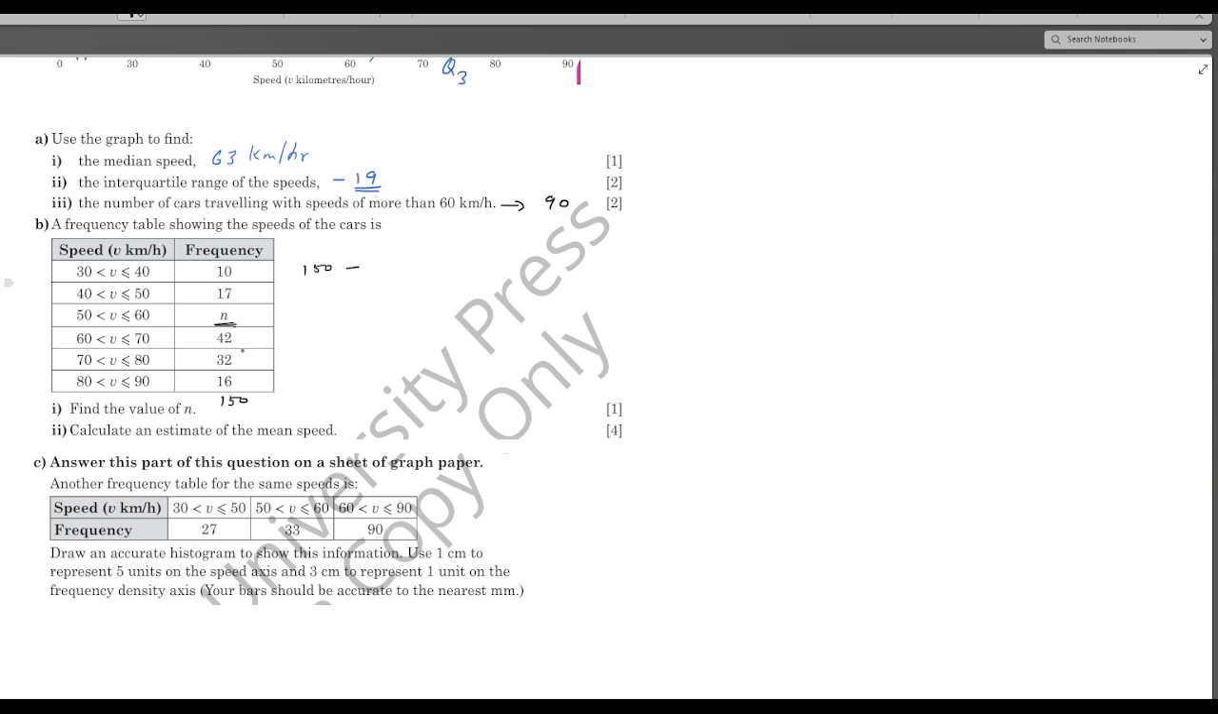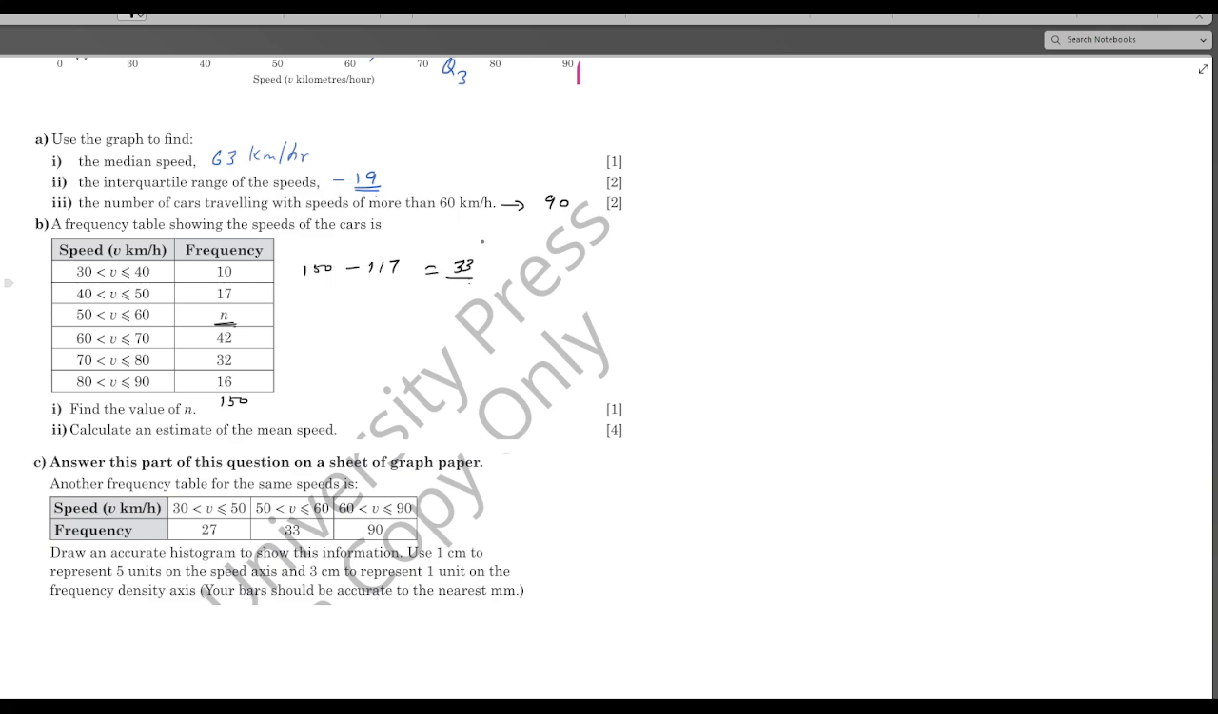10 plus 17 plus 42 plus 32 plus 16, which is 117. So 150 minus 117, the result is 33. So n is 33. Now calculate an estimate of the mean speed.